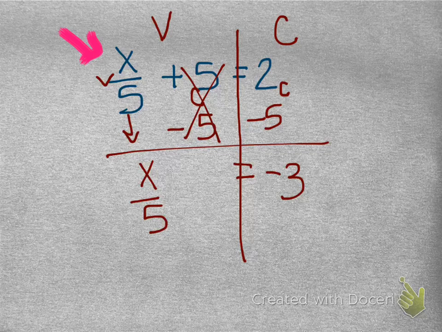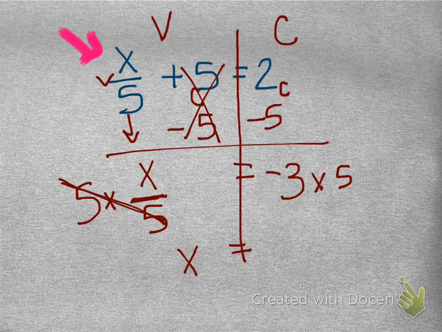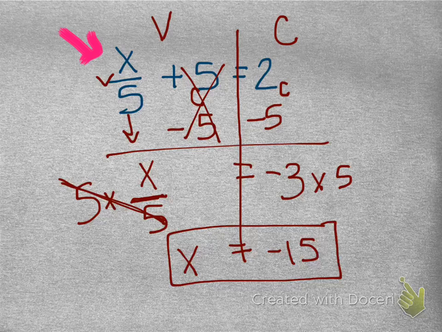Now you can try to do something with the variable part, and since they're dividing by 5, I want you to do the opposite and multiply by 5. So I want you to multiply by 5 on both sides. Here, these 5's cancel out because they're the opposite of each other. X equals -3 times 5 is -15. Final answer.